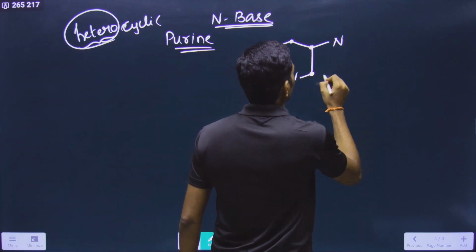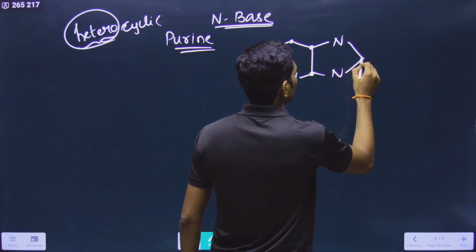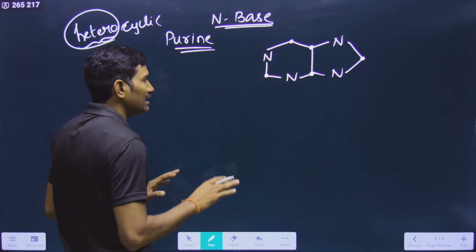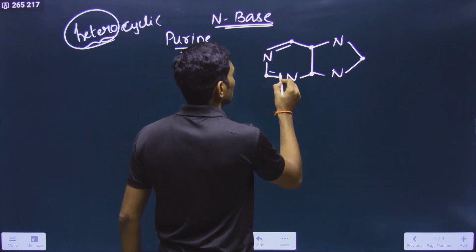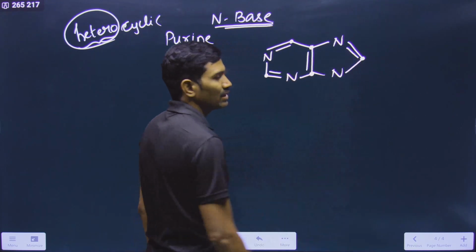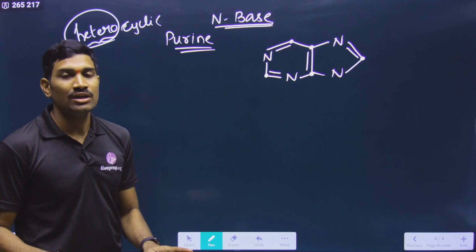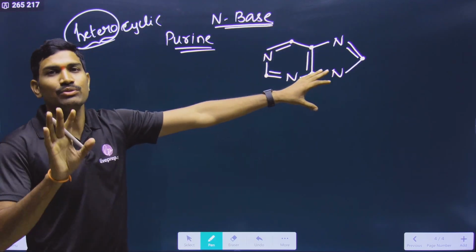And now there is another one. It is like this. Understood or not? So this is how it is present, and in this, double bonds are present at these locations. Now this complete structure is called the purine. This complete structure is called the purine structure.